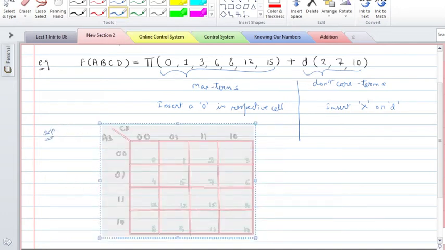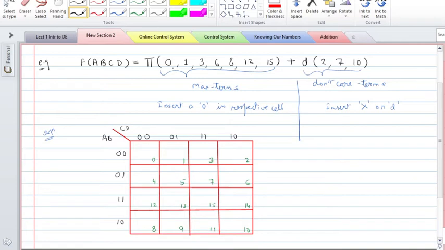here we have to insert a 0 for each max term, that is 0 at 0, 0 at 1, 0 at 3, 0 at 6, 0 at 8, 0 at 12 and 0 at 15, with don't care conditions at 2, 7 and 10.